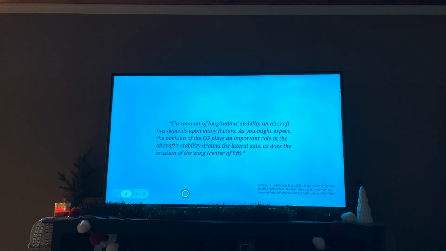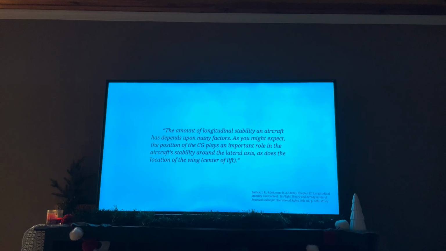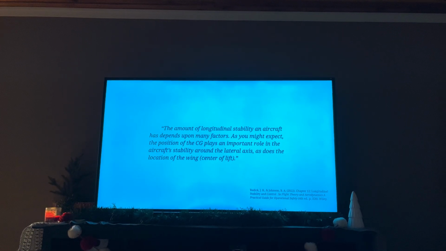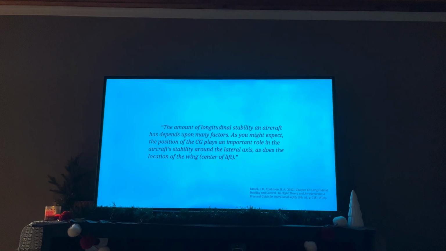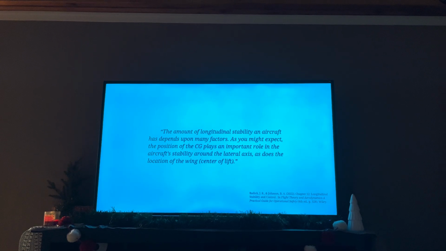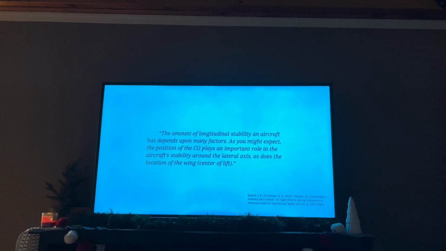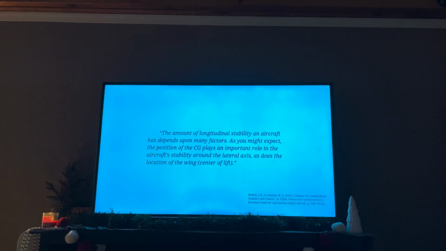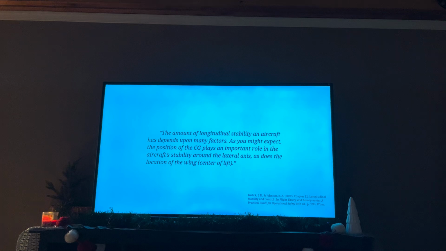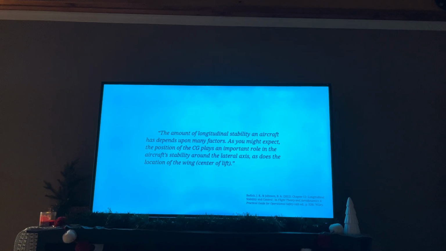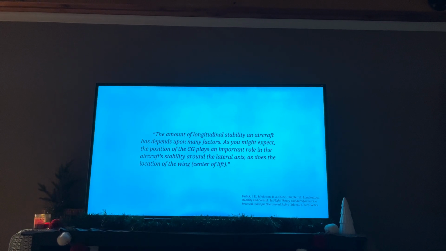All right, so this is a quote that I wanted to add from my outline. I think it really encompassed aerodynamics in general. The amount of longitudinal stability an aircraft has depends upon many factors. As you might expect, the position of the center of gravity plays an important role in the aircraft's stability around the lateral axis, as does the location of the wing. My center of gravity for my glider was slightly forward on the wings, so that higher longitudinal stability was created along the lateral axis, in hopes that it would help my glider resist changes in pitch and return to level flight when disturbed.